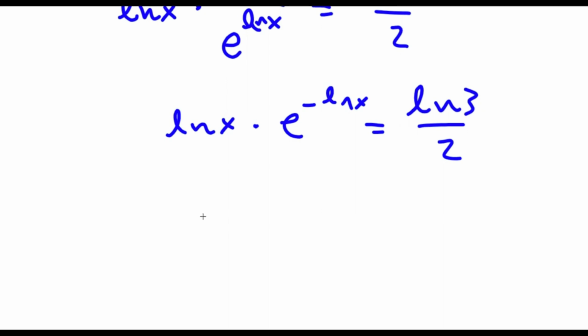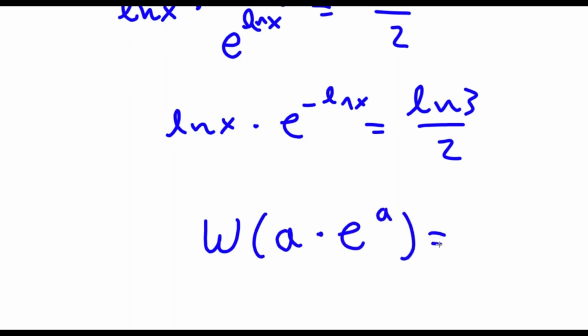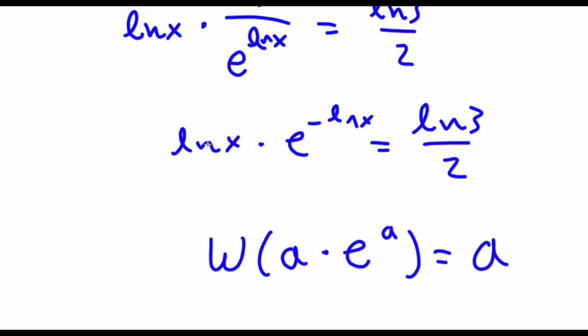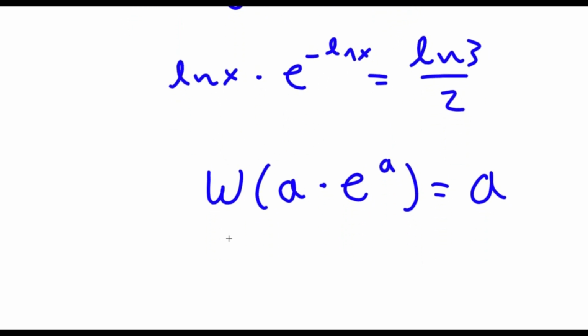Now, an important function for logarithms is known as the W-Lambert function. And taking the W-Lambert function of something in the form a times e to the power of a, this will give you simply a. So in this case, as you can see, we have ln x and we have negative ln x. And to use this property, these two need to be the same. So what I'm going to do is multiply both sides by negative 1.